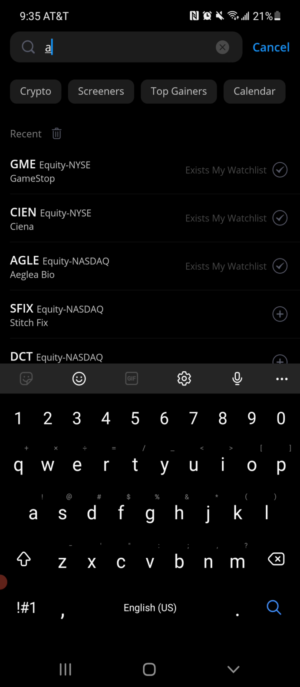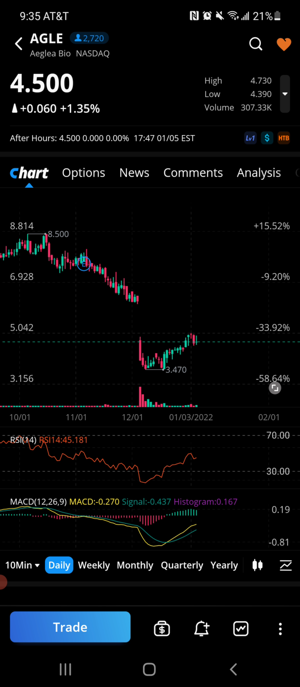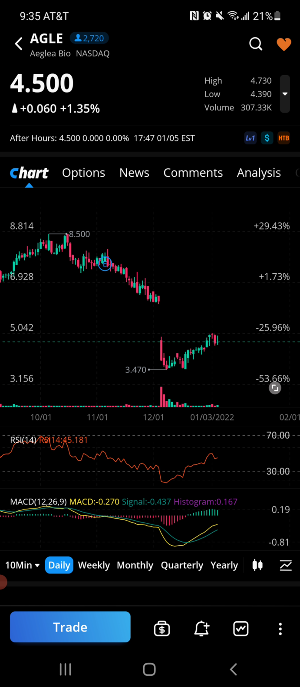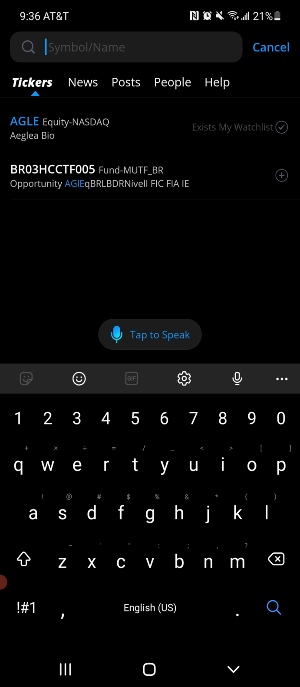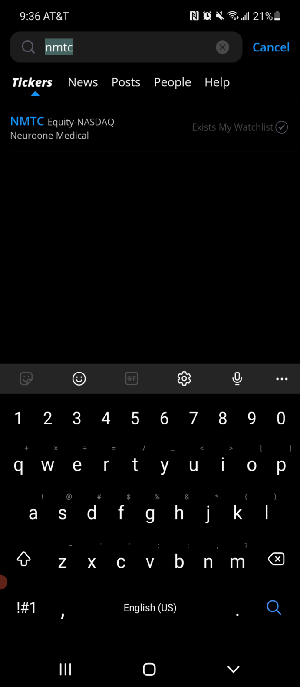Now, let's go to AGLE to give you another example of a mid-gap play. So right here, we're just now coming out of that middle of the pack. So again, earnings coming up soon for AGLE. And historically, this is a mid-gapper, so that's very critical to pay attention to. If you don't see the gap on the E, it's likely midway through. So let's go back to NMTC. It's a mid-gap, so that one I would rule out.